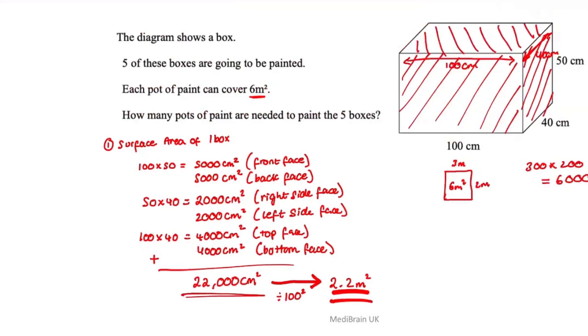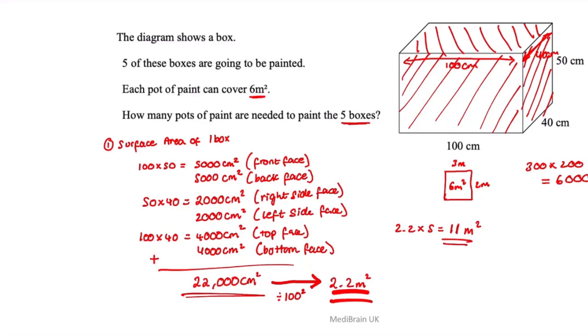Now that's for one box. The area of one box is 2.2 meters squared for surface area. What we're going to do is multiply it by 5 because we have 5 boxes. So 2.2 multiplied by 5 is going to give us 11. Okay, that's 11 meters squared. That's how much surface we have.